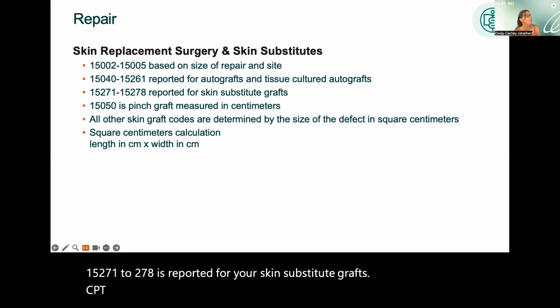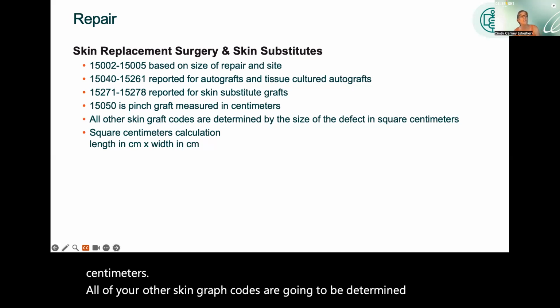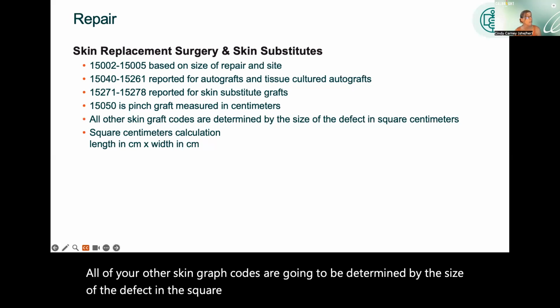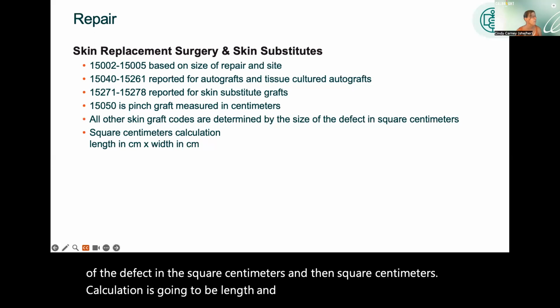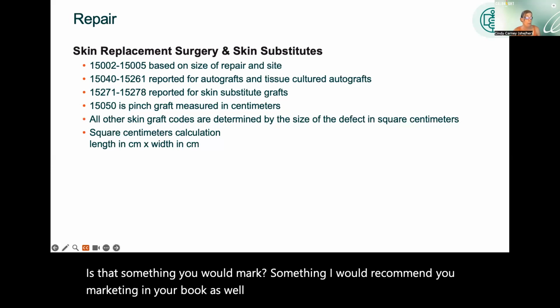CPT code 15050 is a pinch graft, and this is going to be measured in centimeters. All of your other skin graft codes are going to be determined by the size of the defect in square centimeters, and then square centimeters calculation is going to be length in centimeters times the width in centimeters. That's something you would mark. Something I would recommend you marking in your book as well is putting that formula down.